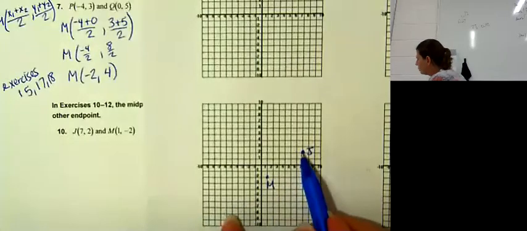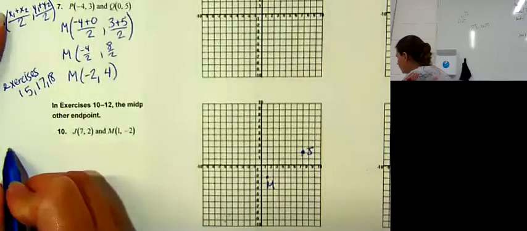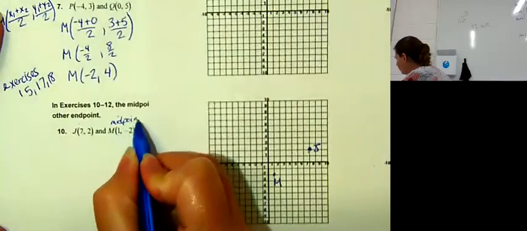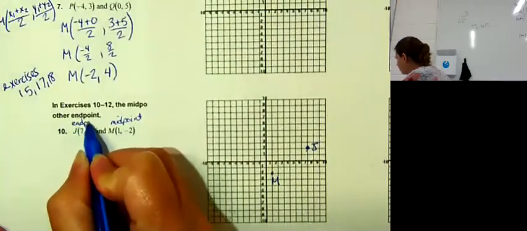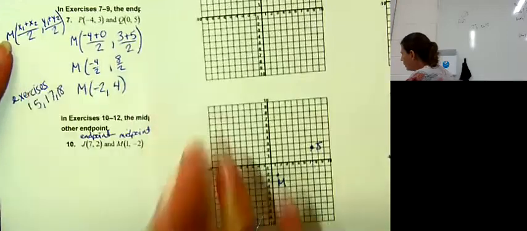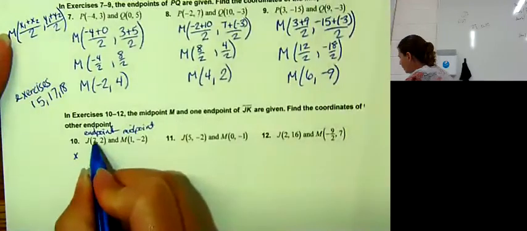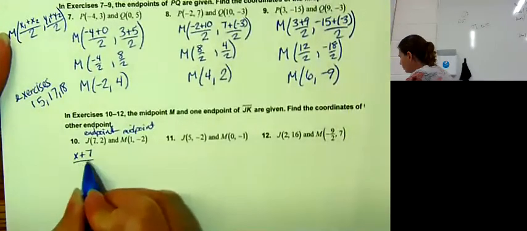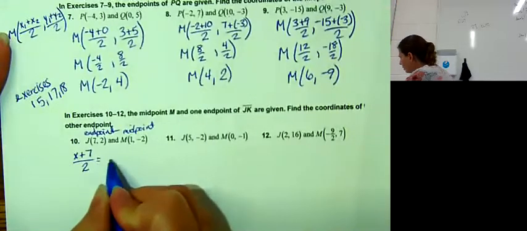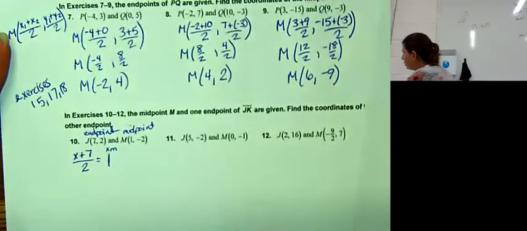So remember, if we had 2 endpoints, we would add those together and divide by 2 to give this. So anytime we have an endpoint and a midpoint, we can still use that basic formula that we did earlier. We're just going to actually separate into 2 different equations. So I know some x value plus the x value of my other endpoint divided by 2 has to give me the x value of my midpoint, which in this case we know is 1.